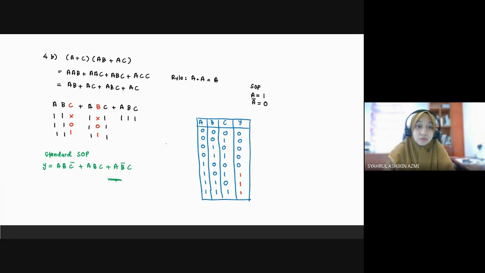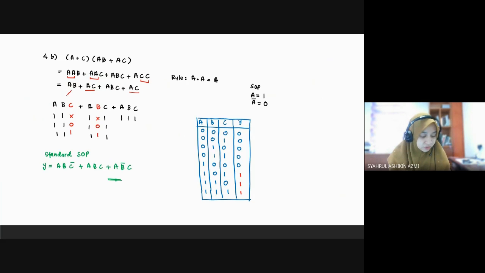Okay, for 4b, given the expression here, we just expand this expression first. So we know that A dot A will be equal to A based on Boolean theorem. You can use this to simplify further so that it will save your time in writing up the standard SOP form. Okay, so we have AB plus AC plus ABC plus AC. You note that these are similar terms here, so for similar terms just take one. Considering only one input combination should be sufficient because it will lead you to the same output, right?